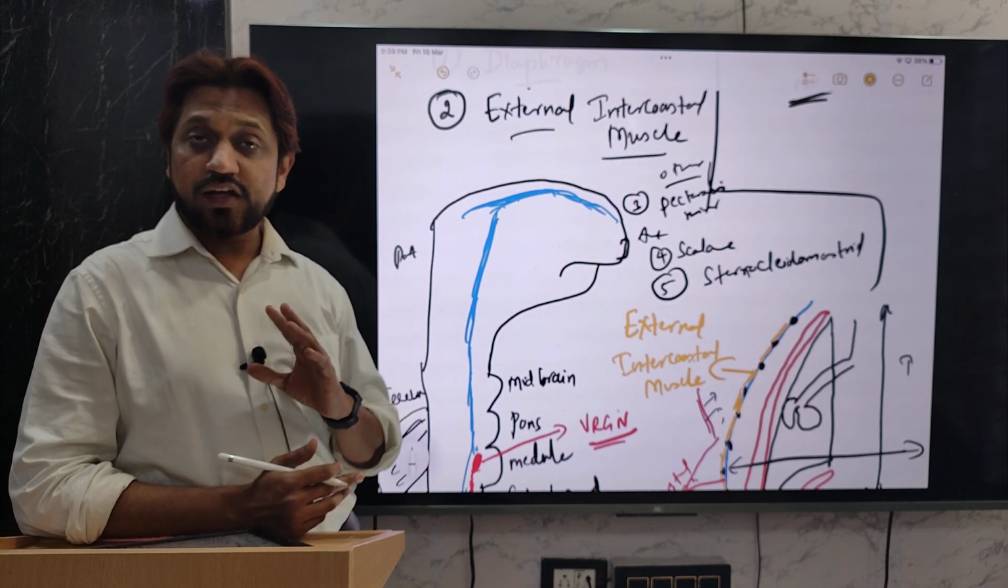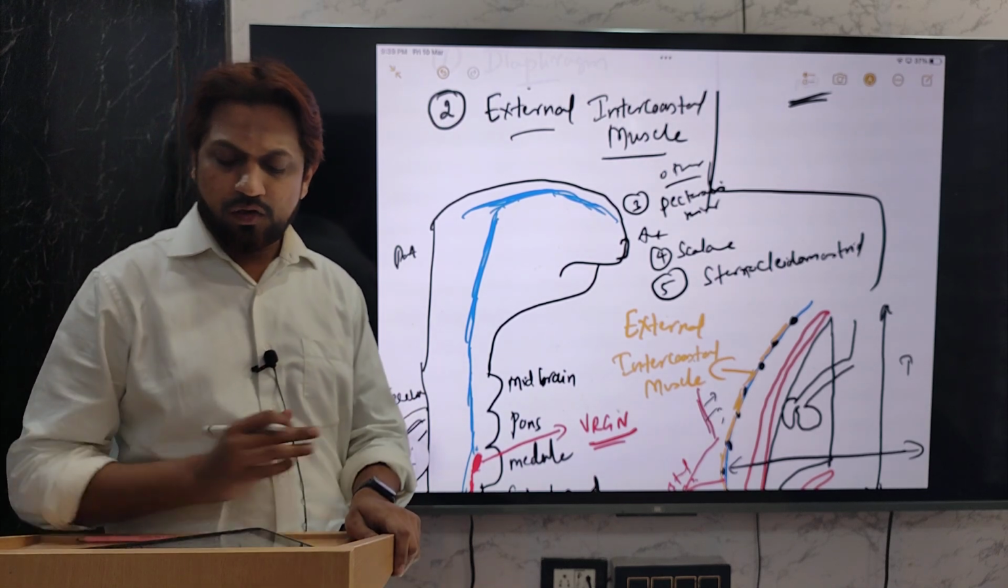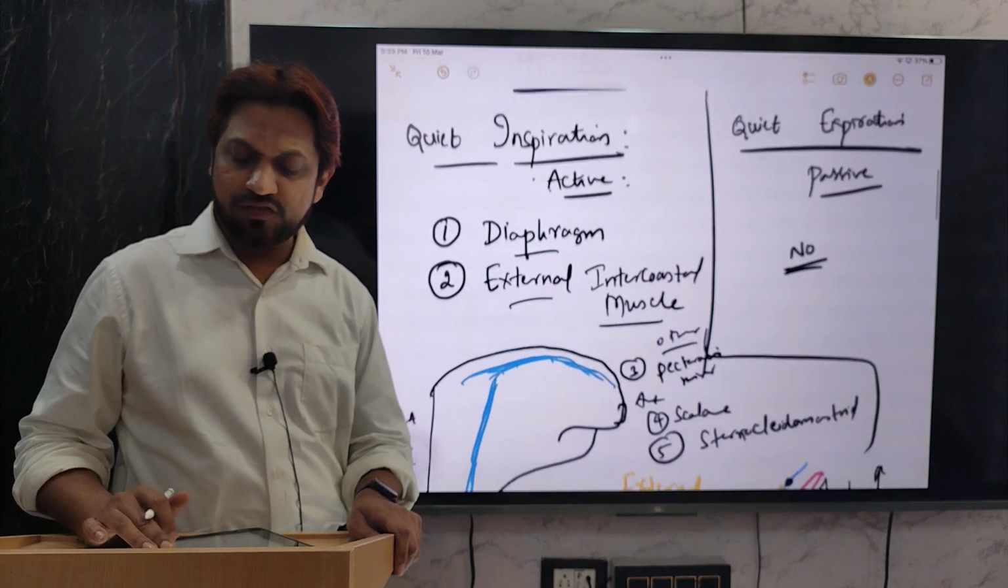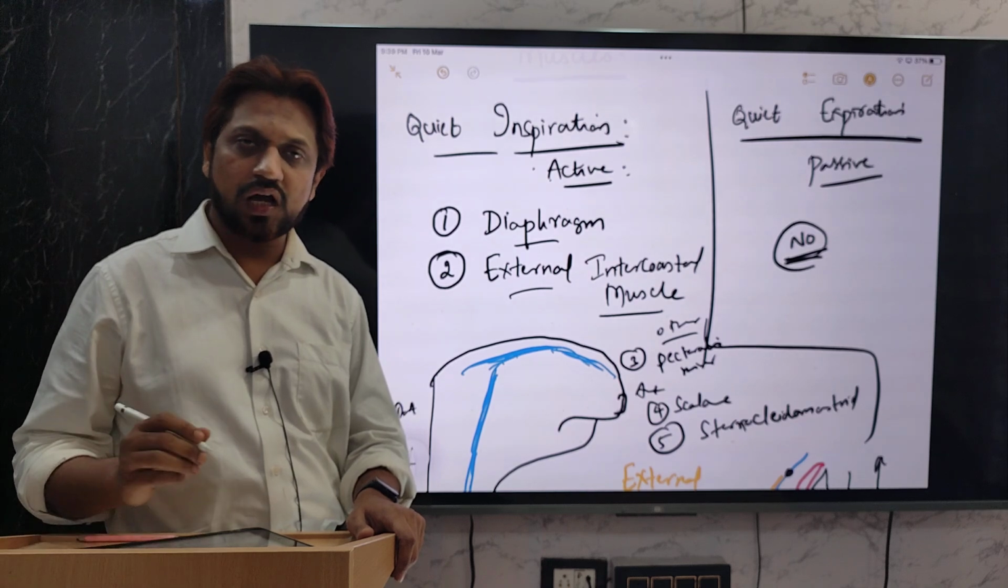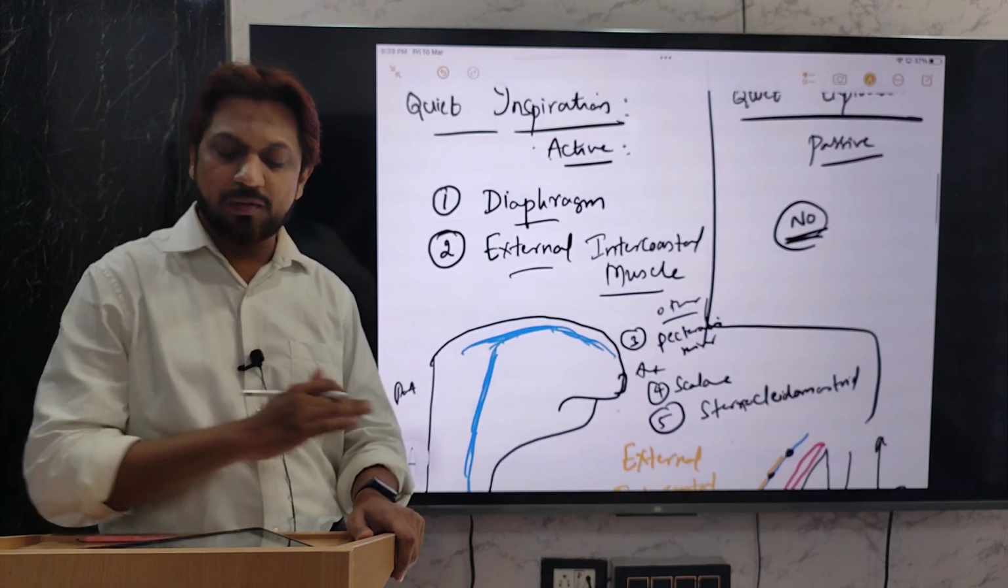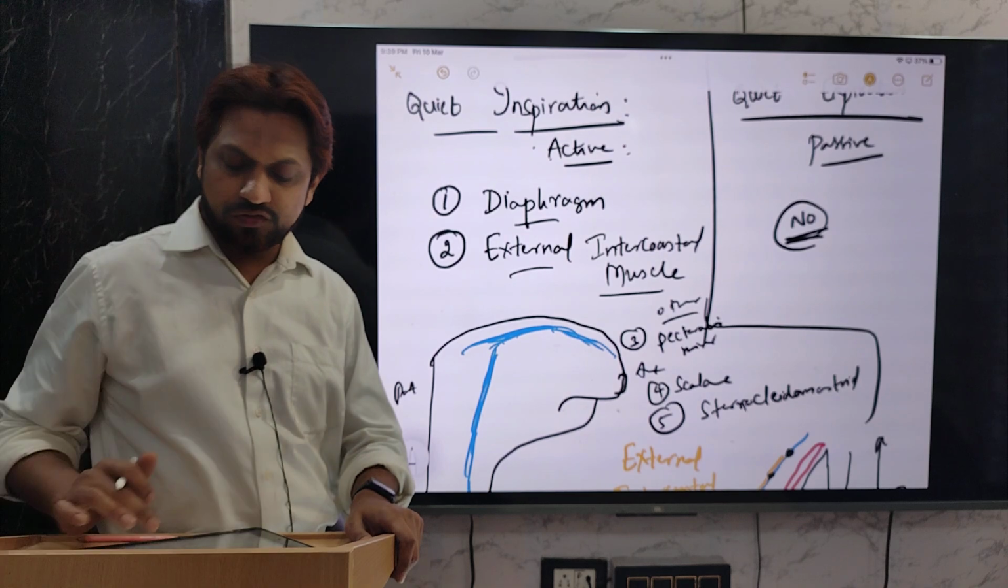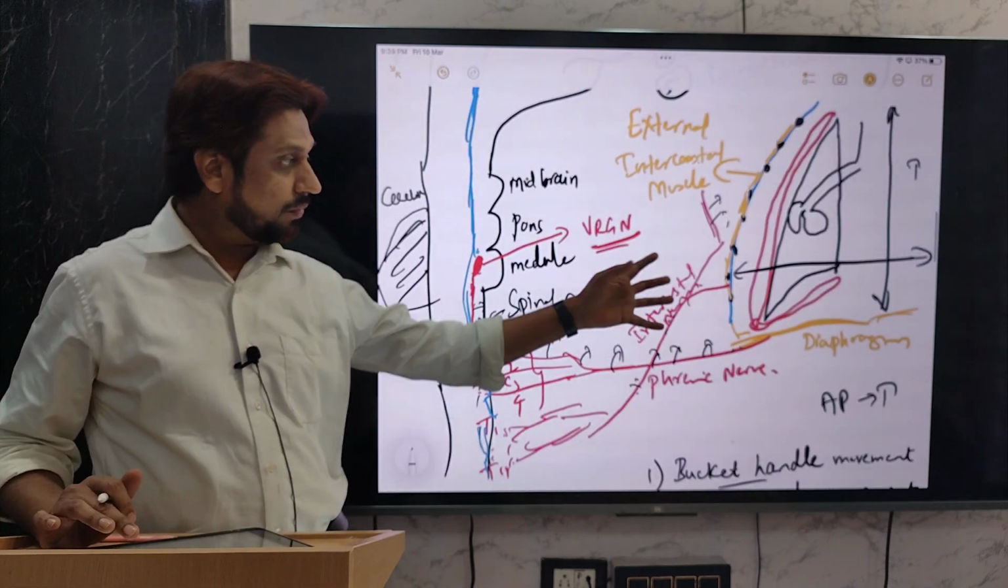Now this is about inspiration. Now what about expiration? Expiration is a passive process. There is simply no muscle contraction taking place, and it occurs because of the relaxation of the diaphragm and external intercostal muscles. Now how does the signal reach these muscles to relax?